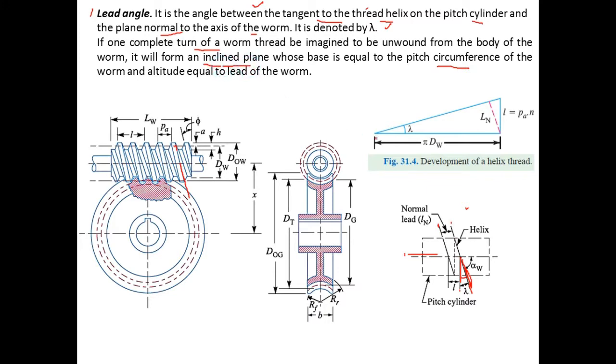Now it means the total distance covered during one rotation, if there is any point, the distance covered during one revolution of the worm, will be equal to pi into dw. dw is the diameter of the worm. This is the desired diameter of the worm. So the peripheral distance will be equal to pi into dw.